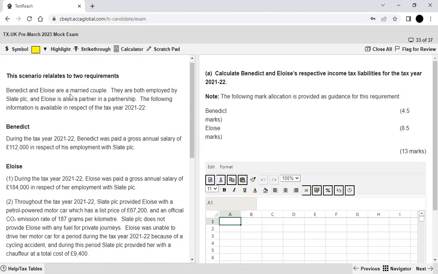Benedict and Eloise are a married couple. They are both employed by Slate PLC, and Eloise is also a partner in a partnership. The following information is available in respect of the tax year 21-22. Benedict: during the tax year 21-22, Benedict was paid a gross annual salary of 112,000 in respect of his employment with Slate PLC.